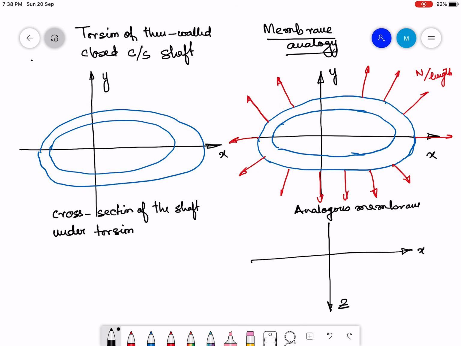Welcome to the new topic on torsion. So today we are going to talk about torsion of thin wall closed cross section shaft.